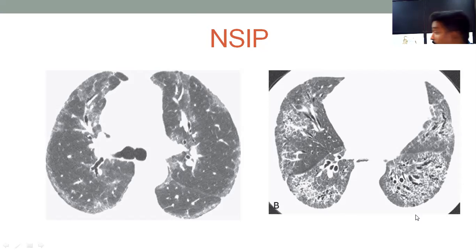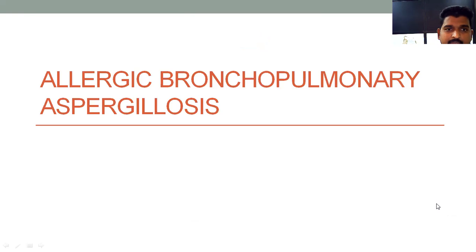Here you could see no honeycombing was there. You could see the distribution of the lesion. It is not subpleural. It is actually peribronchiolar. It is more in the central region, not so much in the peripheral region. You could see the traction bronchiectasis, but you are not seeing honeycombing. So much fibrosis is there, but you could not see the honeycombing. That's actually totally against the diagnosis of UIP. So it comes under NSIP.